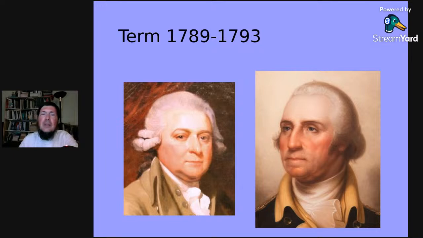Okay, so George Washington was elected the first president. John Adams was elected the first vice president. And the federal government under the Constitution was up and going. So next time we'll look at what happened in their first term in office and how they got reelected. Washington unanimously, Adams not unanimously in 1792.